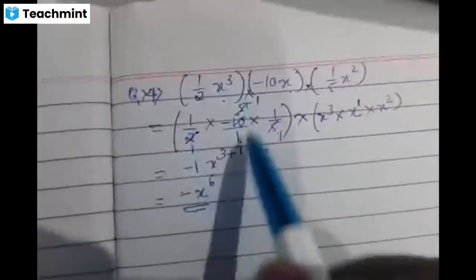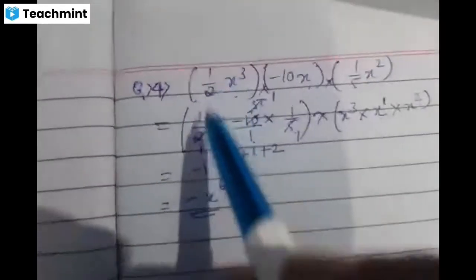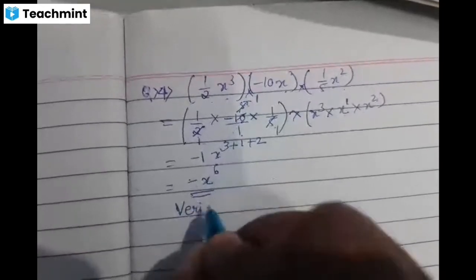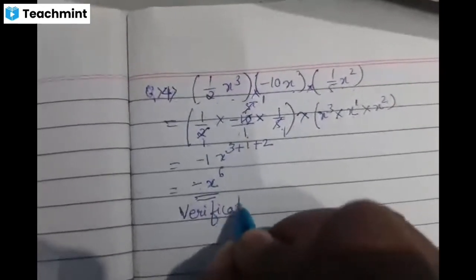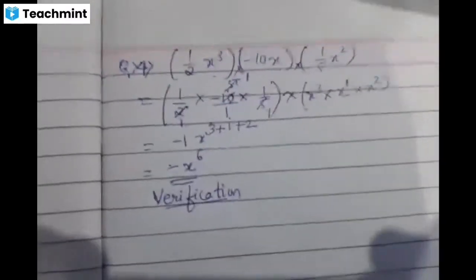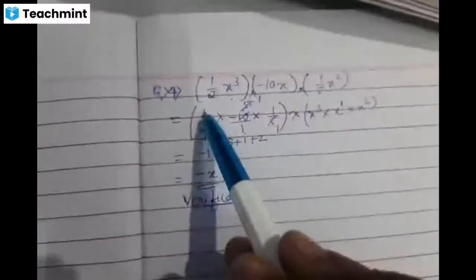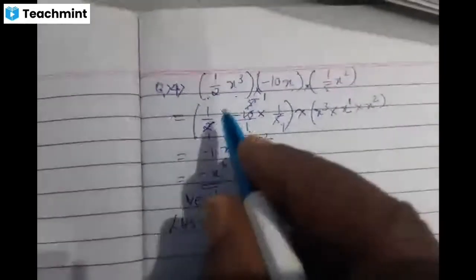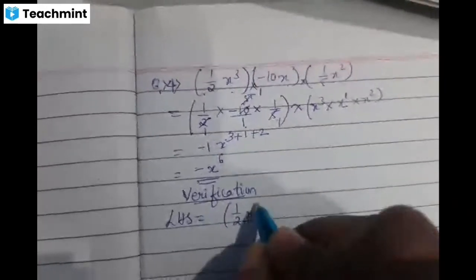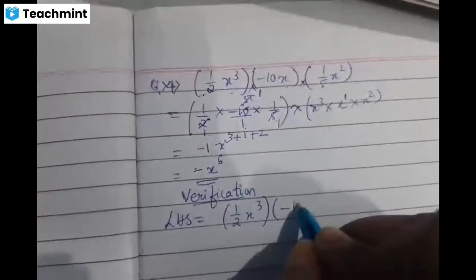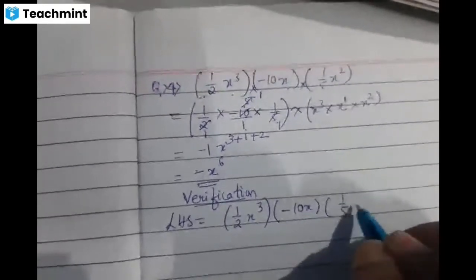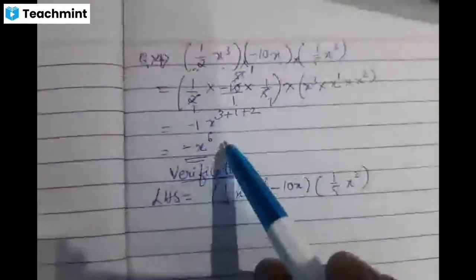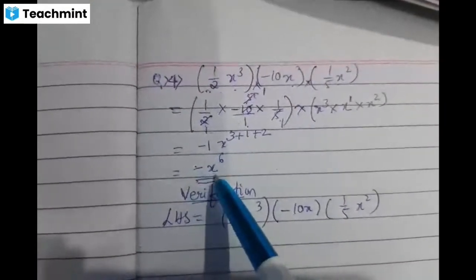Now we have to verify. As per the question, first we have to find the product and then verify. So for verification, observe carefully, children, so that it will be helpful for solving the next problems. Now consider LHS. Which is the LHS we consider here? LHS will be now 1 by 2 x to the power of 3 into minus 10x into 1 by 5 x square.